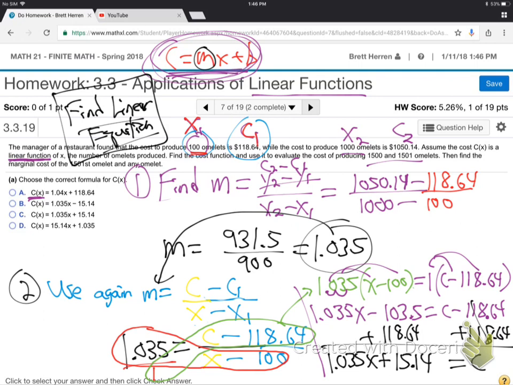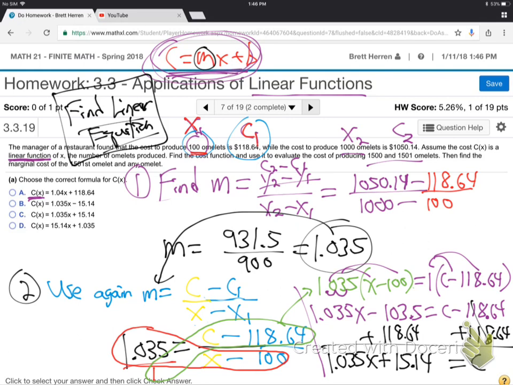Got my slope, and then I started with the slope formula a second time. This time I had a plain c and x in the front, because I'm not going to plug into them, instead of c2 and x2. That's the only difference. Put these guys in the back, cross multiply, got c alone by adding the 118.64, and there's the formula. So that formula can be used now.